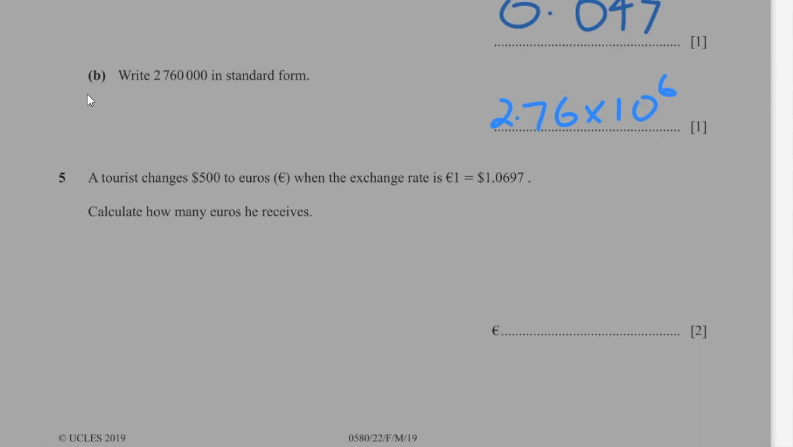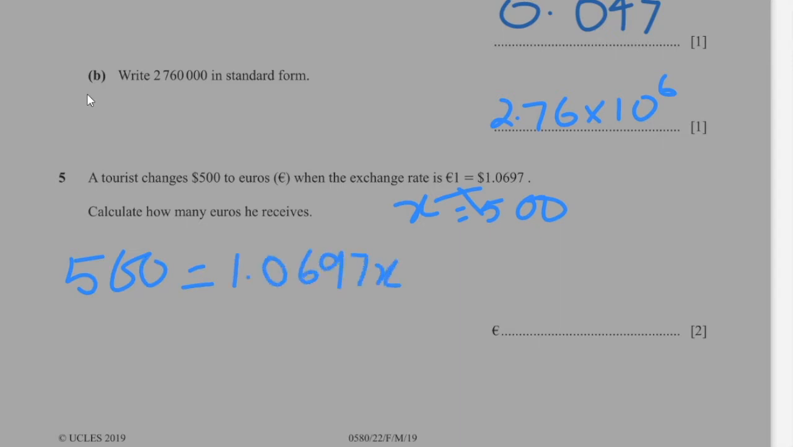5. A tourist changes $500 to euros when the exchange rate is 1 euro is equal to $1.0697. Calculate how many euros he receives. Alright, so we have $500 over here, and we want to know how many euros he receives. So we'll multiply again, and that means 500 is equal to 1.0697x. So x is equal to 500 divided by 1.0697. So the answer over here is going to be 467 rounded to 3 significant figures.